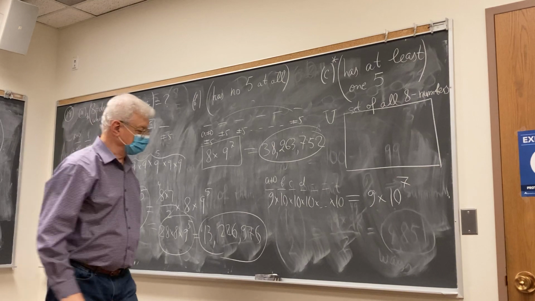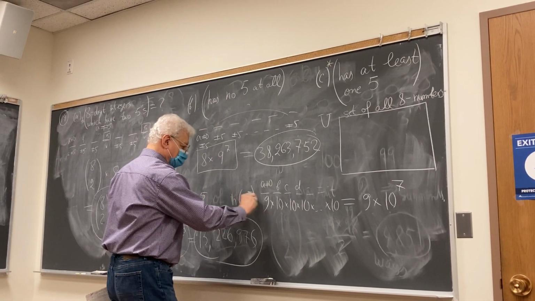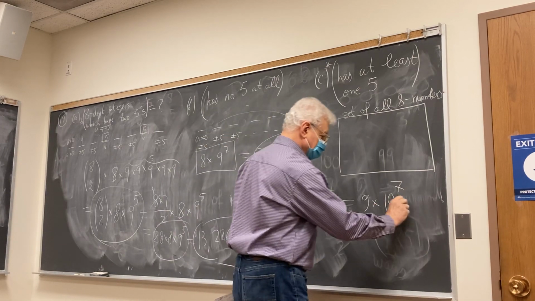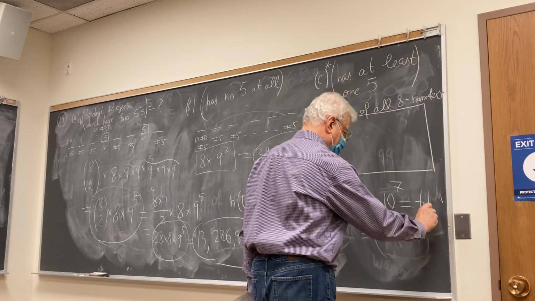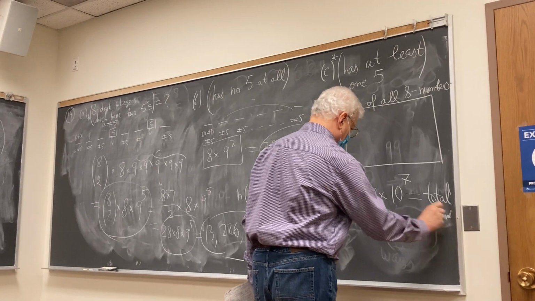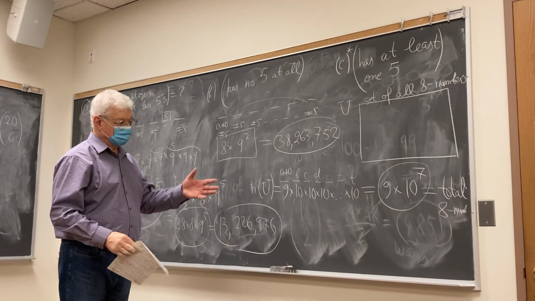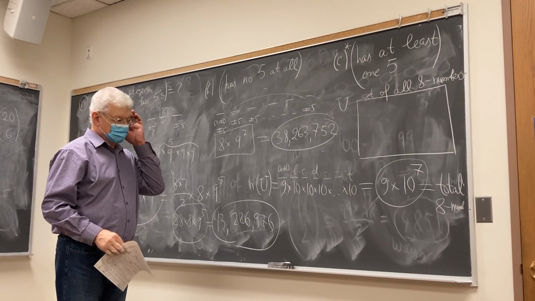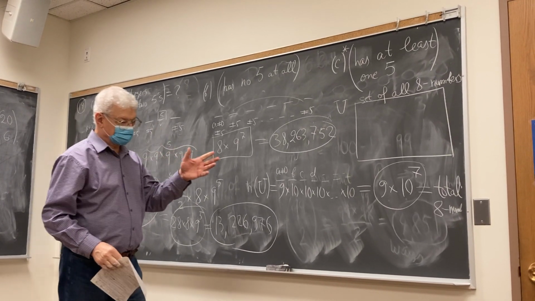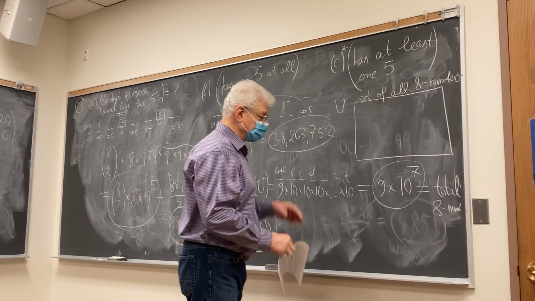You can write n of U, the number of elements in U, is total. So many 8-digit numbers, if you write all the numbers, it will be 9 times 10 to the 6, 90 million, right? 90 million.